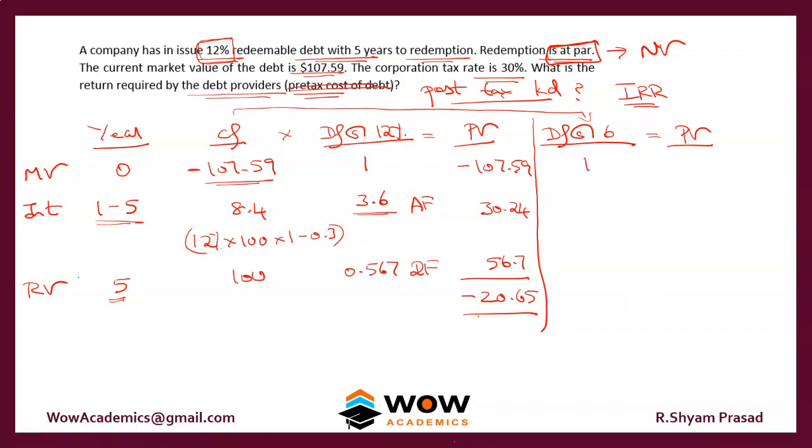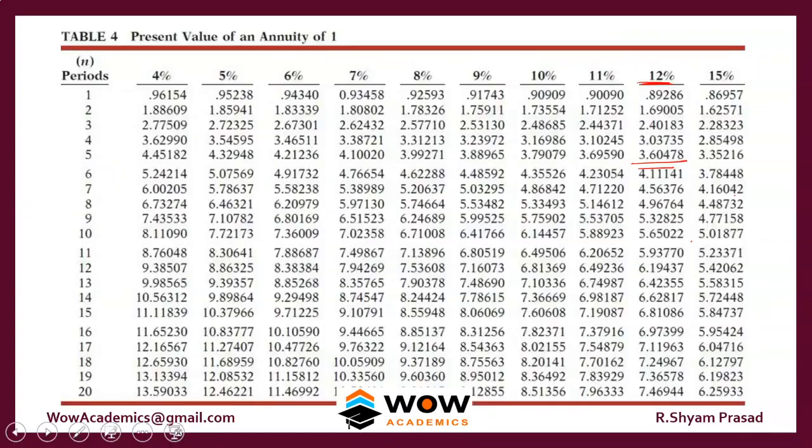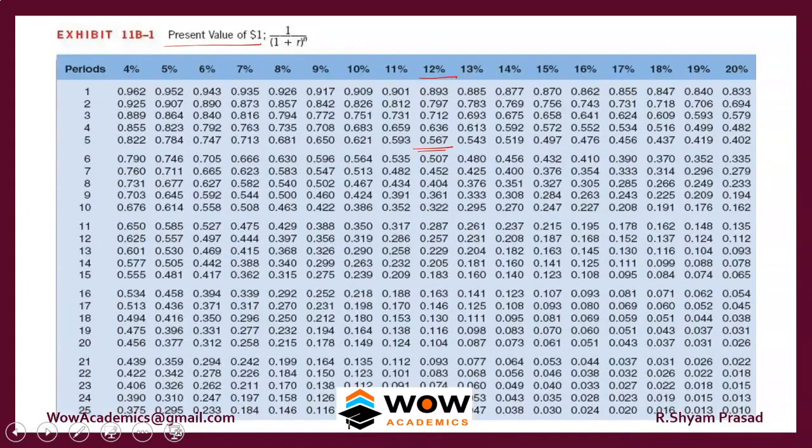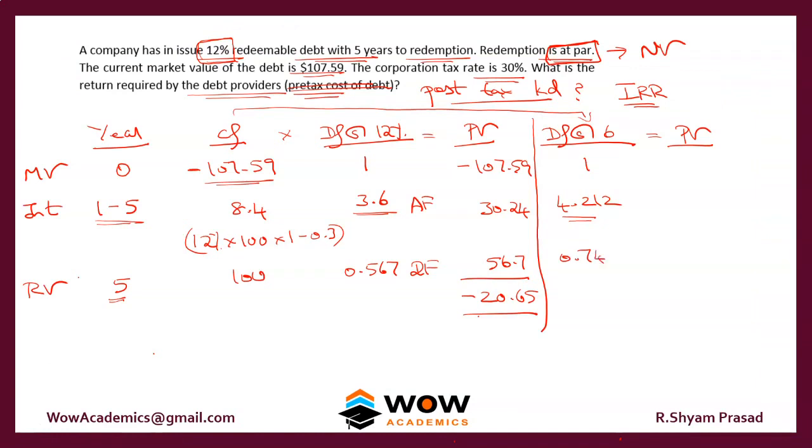We have to get the annuity factor of 6% for 5 years, so it comes to 4.212. We look at the discount factor again at 6% for 5 years, it comes to 0.747. So we'll multiply the numbers.